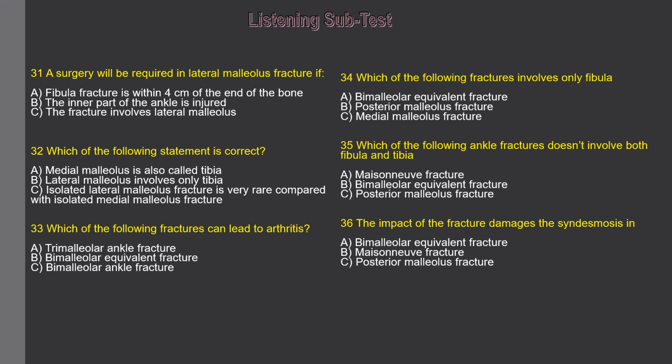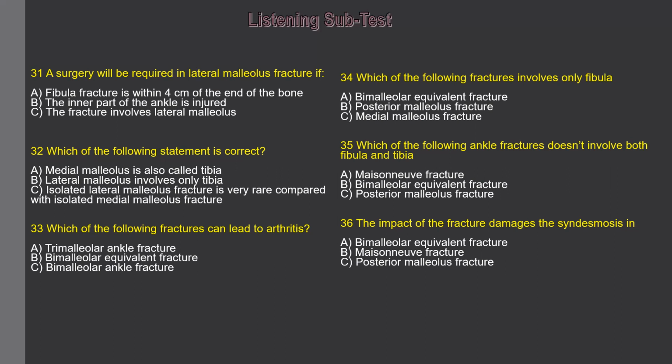A trimalleolar fracture involves both the fibula and tibia like a bimalleolar ankle fracture. However, the bone in the back of the tibia, called the posterior malleolus, is also fractured. At times, if a large fragment of bone is fractured, surgery is inevitable.